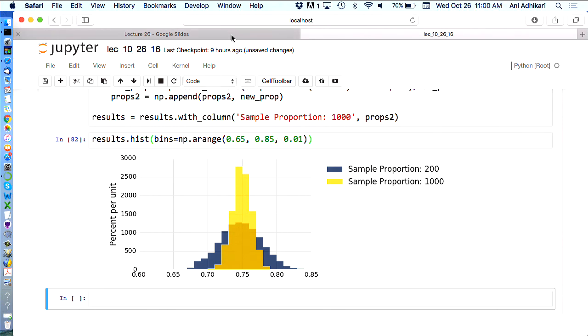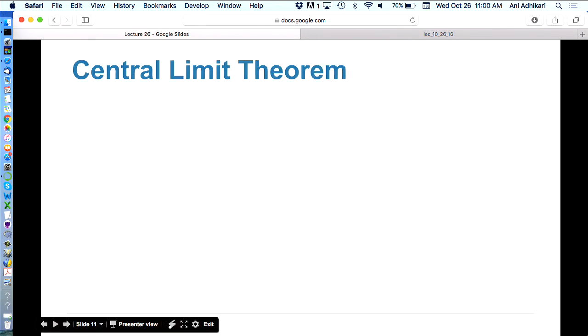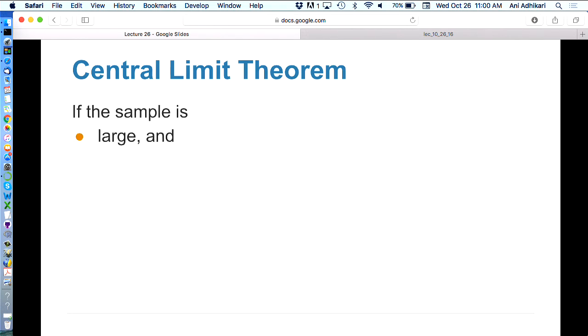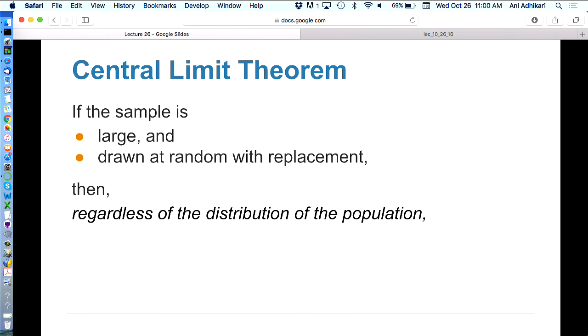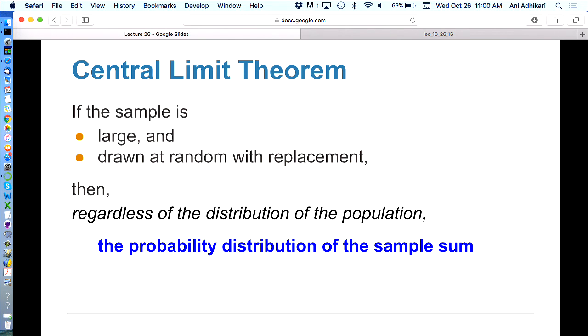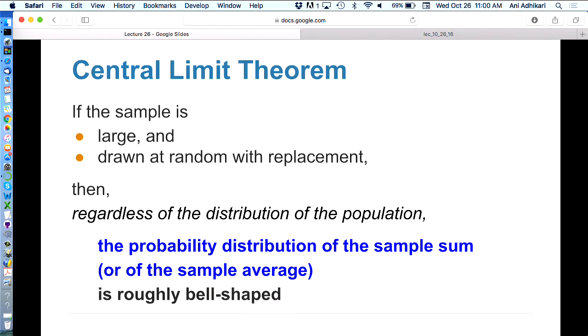Okay, so the big theorem of the day, the central limit theorem, is at the heart of the subject. It says, if the sample is A, large, B, random of a particular kind, random sample with replacement, then no matter what you are drawing from, no matter how ugly the thing you are drawing from, the probability distribution of the sample sum or the average (which is just the sum times a constant) is roughly bell-shaped. The average includes the proportion.